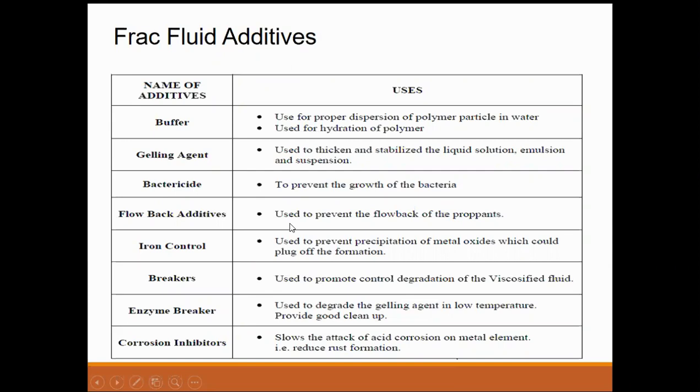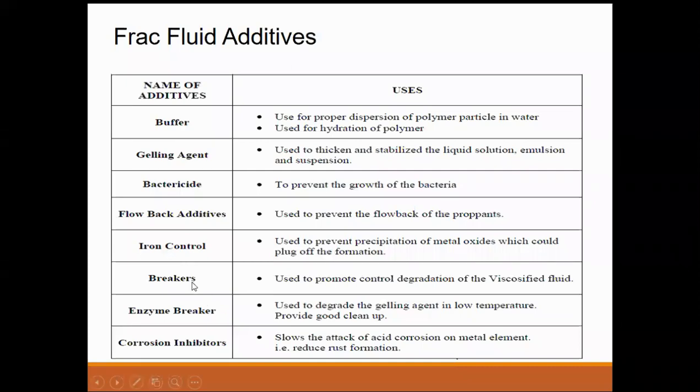Flowback additives help the frac fluid to flow back to the surface. Next is iron control. If there is any acidic environment in the formation, or if you are pumping acid, then it should not cause any precipitation of iron particles or metal oxides, because they can definitely plug off your perforations or any conductive channels. You do not want that, so you need to add iron control.